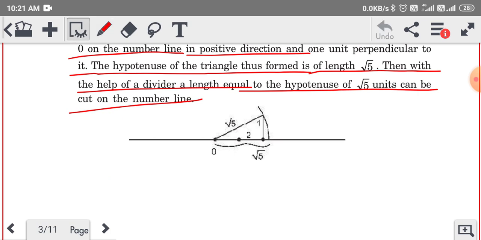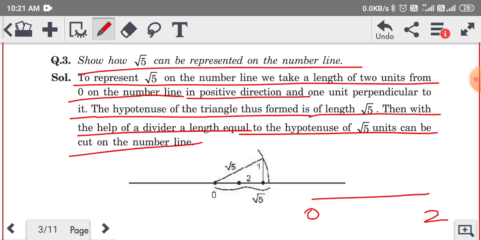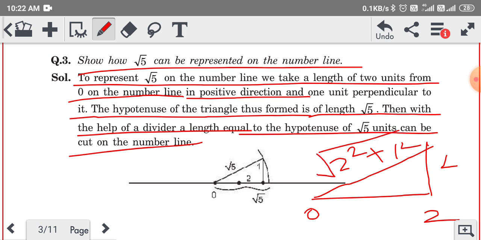First, to represent under root 5 on the number line, we take a length of 2 units from 0 in the positive direction on the number line, and 1 unit perpendicular to it. First we took 2 units on the number line, 0 to 2, then 1 unit perpendicular, and then we drew this. So what will this be? Under root of 2 squared plus 1 squared, that is under root 5. Then we draw it with a compass, and that comes out to be this, which is the under root 5.